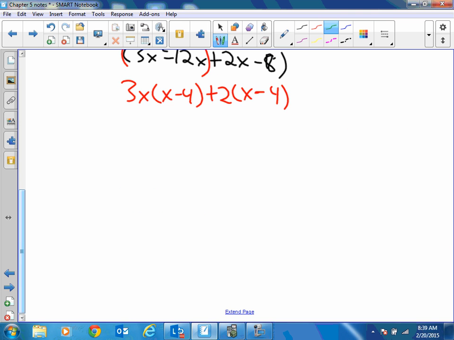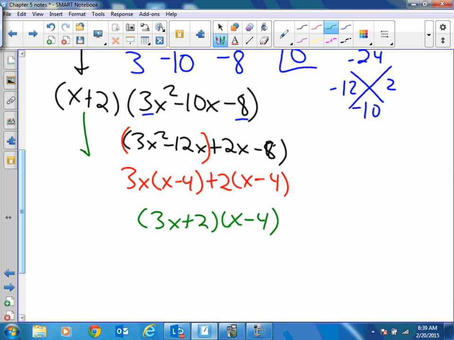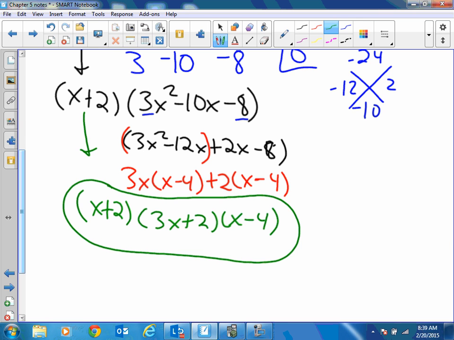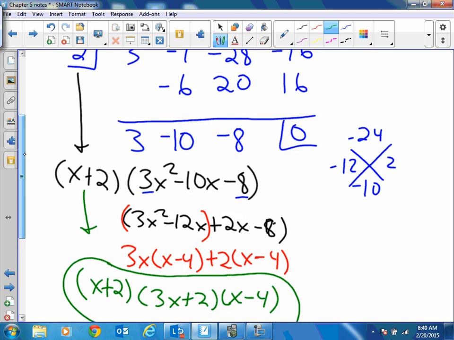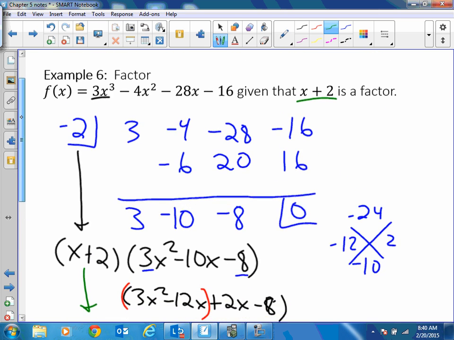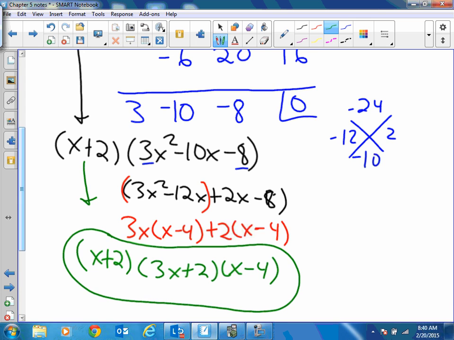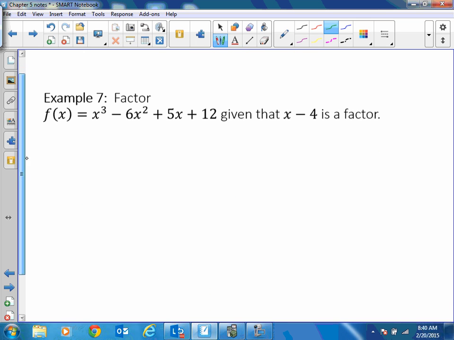So when you rewrite it, you have 3x plus 2, x minus 4, and then we bring down our other one, which is x plus 2, and now we've completely factored this problem. And all we needed was one factor to get it started, okay? So that's how they want us to go about it, completely factoring it. Now it'll take some practice getting used to. If you have questions, class, you can stop the tape or we can go through that.